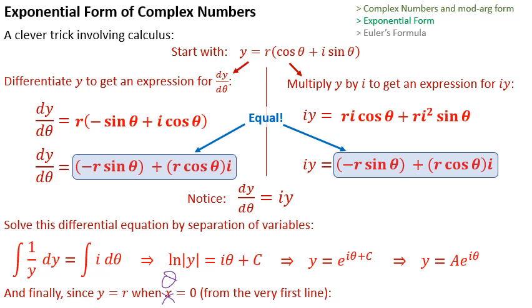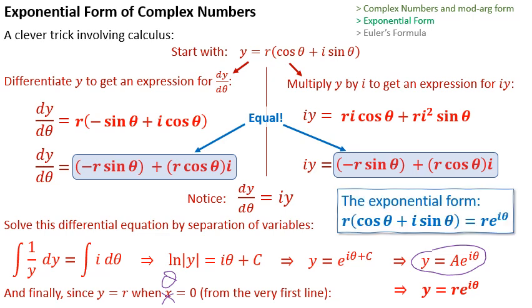If we put that, y equals r when theta equals 0, into our new expression here, then we can find the value of a. Once we've got a, we realize that a is just equal to r, and that gives us this. y equals r e to the i theta. Strange, isn't it? This is what's known as the exponential form of a complex number, and it is an incredibly useful and powerful tool to use.